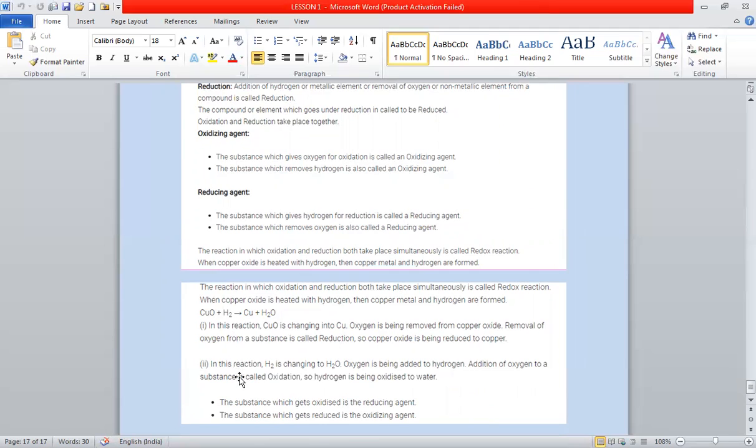In the same way, in this reaction, hydrogen is changing into water, which means oxygen is being added to hydrogen. So hydrogen is oxidized. Addition of oxygen to a substance is called oxidation. The substance which gets oxidized is the reducing agent, and the substance which gets reduced is the oxidizing agent. So copper oxide is the oxidizing agent and hydrogen is the reducing agent.